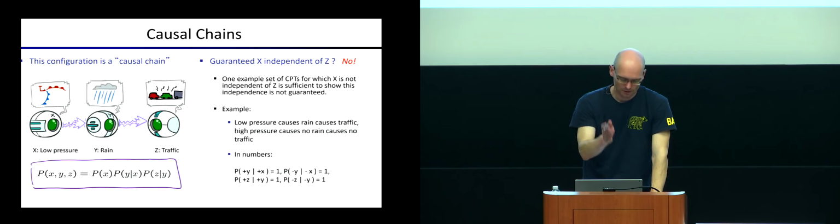So if somebody asks you, given a distribution represented with this Bayes net, but I did not give you the numbers in the CPTs, I just gave you the graph of the Bayes net, can you claim independence of X and Z? The answer is no.